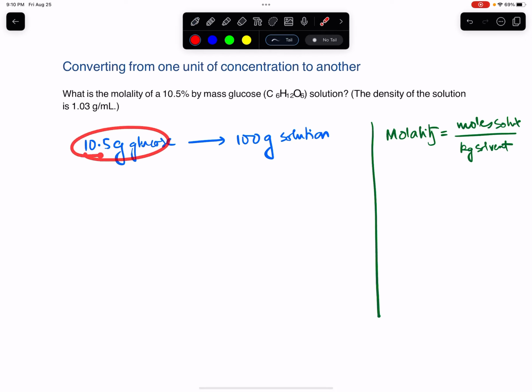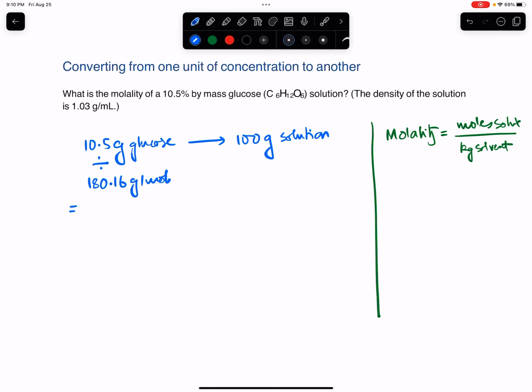So the next step is to convert the 10.5 grams of glucose to moles of glucose, right? To convert that to moles, we're going to divide the 10.5 grams by the molar mass of glucose, which happens to be 180.6 grams per mole, which is equal to 0.05828, and it goes on, but we don't need any more digits. So this is the number of moles of glucose. We actually figured the moles of solute out.